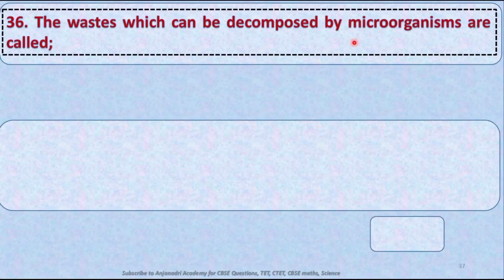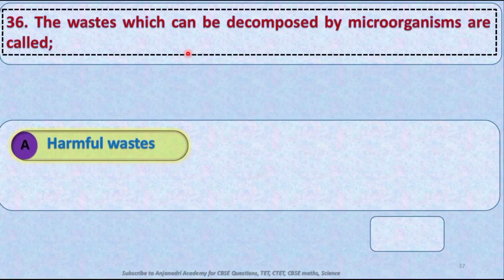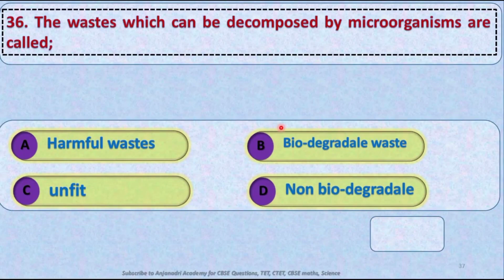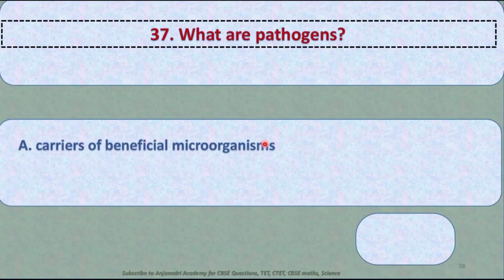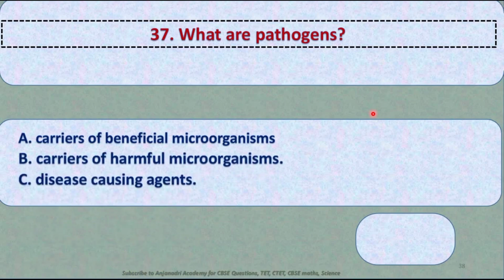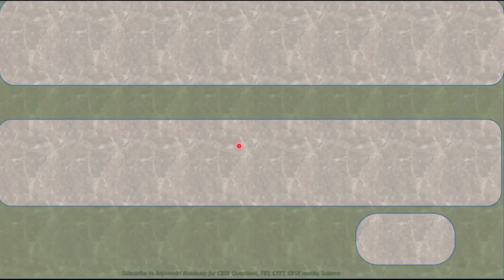The waste which can be decomposed by microorganisms is called harmful waste, biodegradable waste, unfit waste, non-biodegradable waste. The answer is option B, biodegradable waste, which can be decomposed by microorganisms. What are pathogens? Carriers of beneficial microorganisms, carriers of harmful microorganisms, disease-causing agents. These are disease-causing agents. The answer C is the correct option.